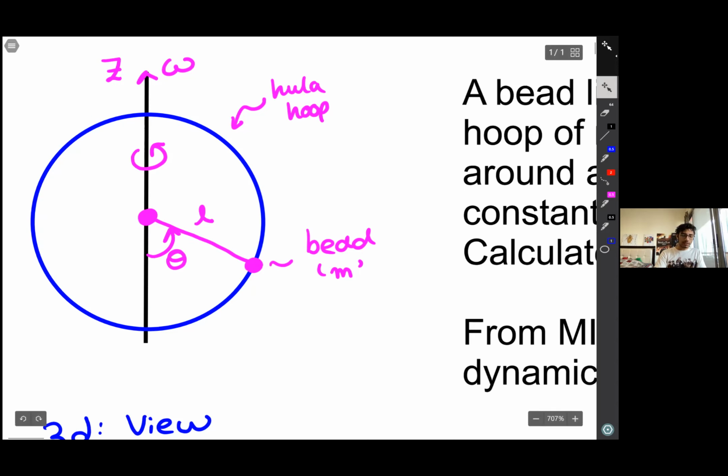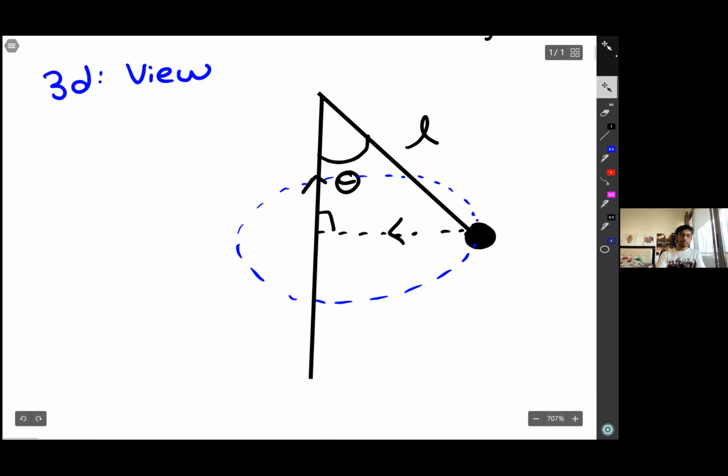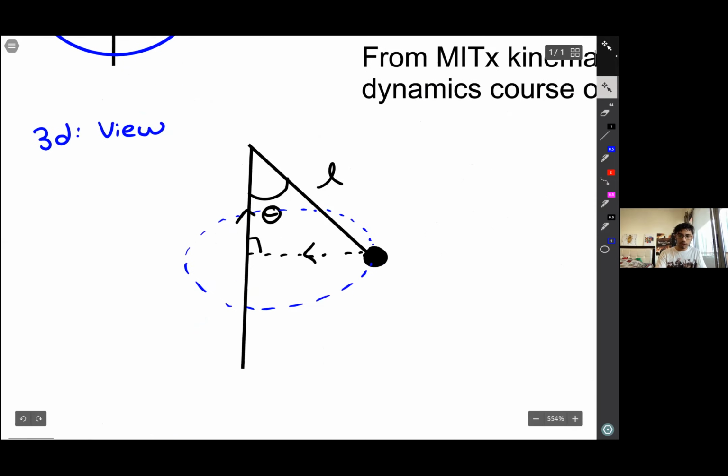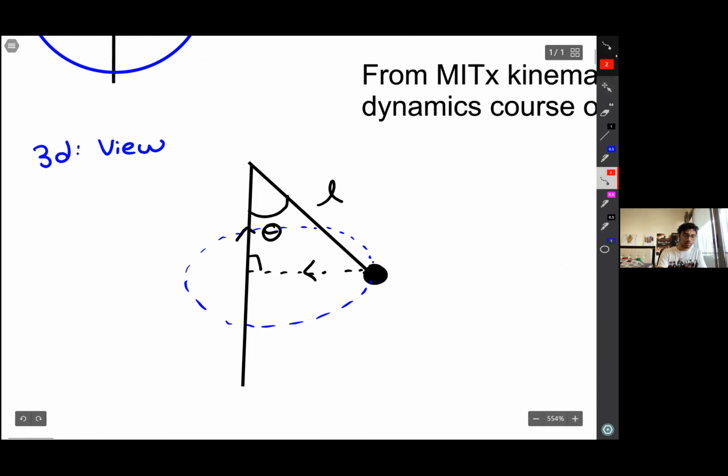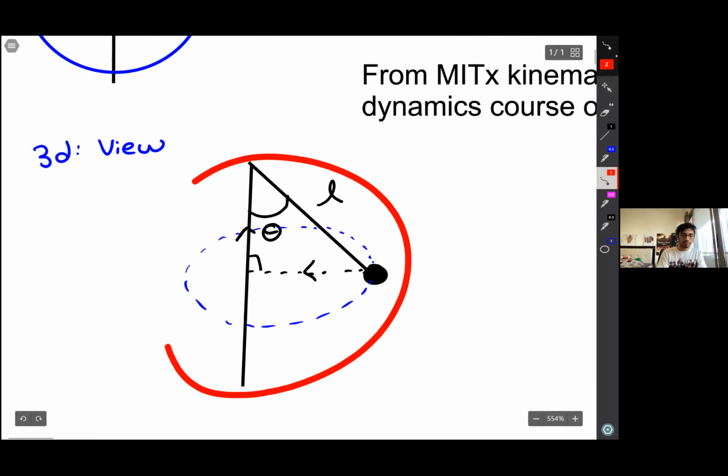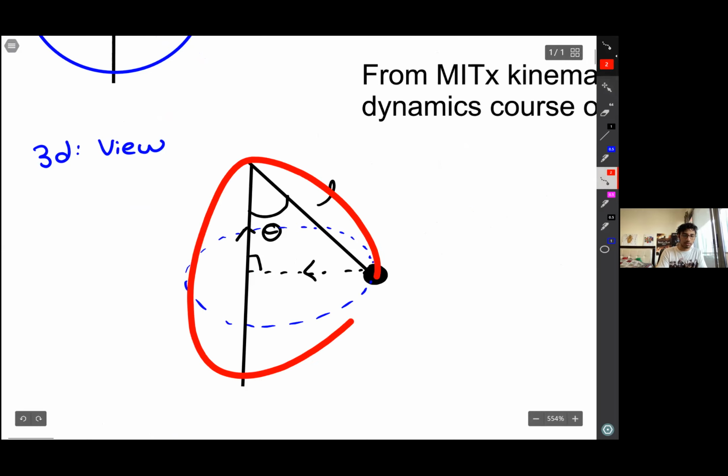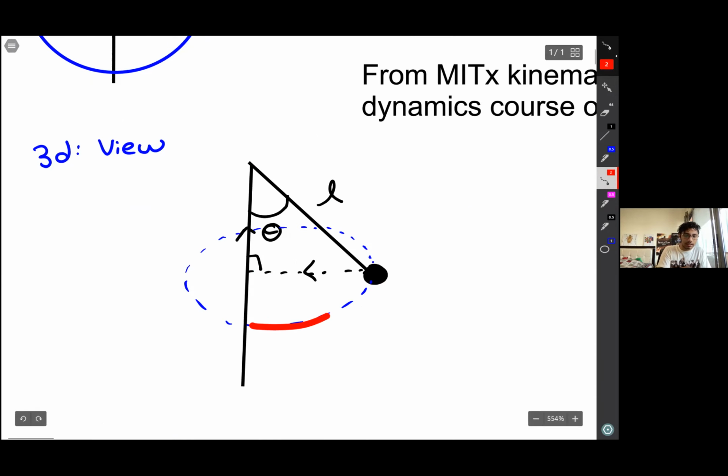I've also drawn a 3D view to help demonstrate what's going on here. The hula hoop essentially will be rotating this way. So I'm going to encapsulate the whole thing. That was horrible, my bad. And it's rotating this way. So the ball would be trying to go around, traversing this path. However, we want the bead to stay in this position the whole time. Also, this is the radius L and the angle theta.